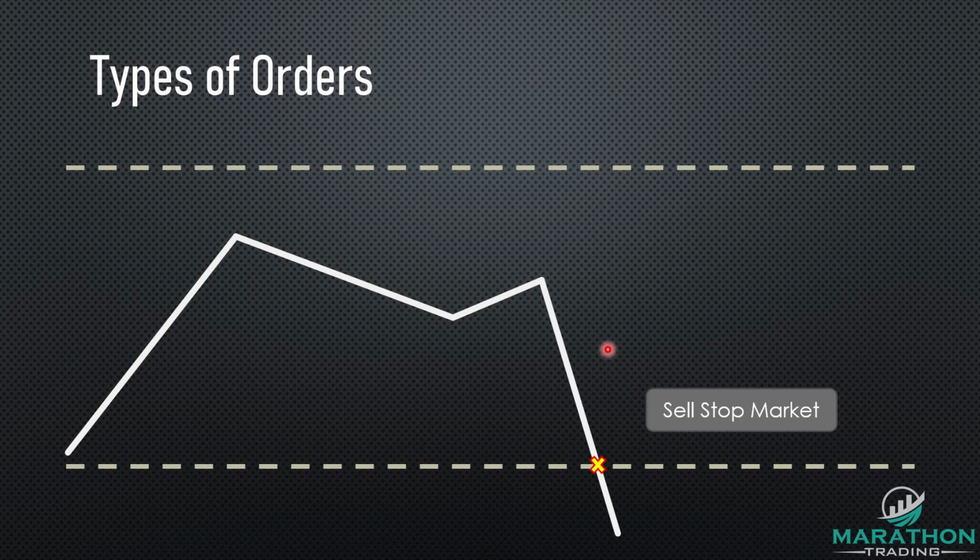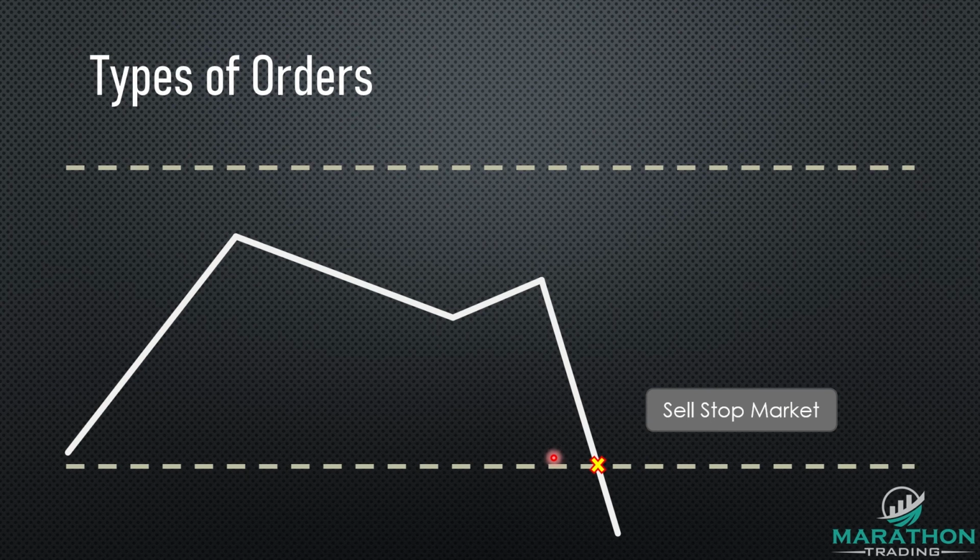The next would be a sell stop market, which means I want to short this stock once it reaches this price. So if it's at this price right here, and you would set a sell stop market to see this. Maybe it breaks through a level of support, and then you see it going down much farther after this point. So you just want to set a sell stop market and let it sit.